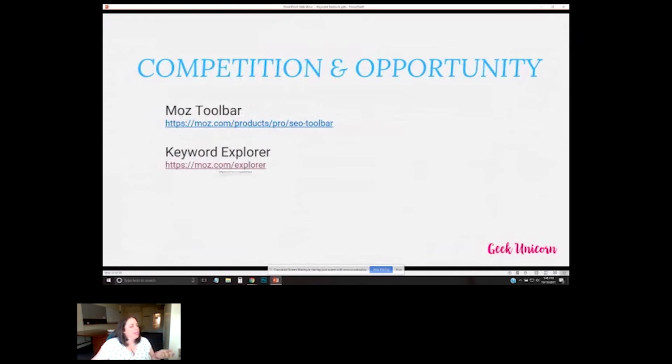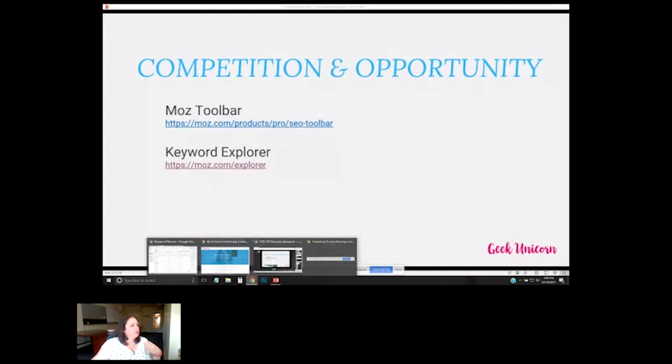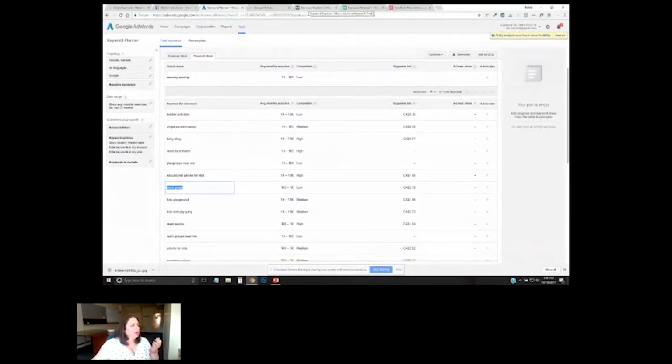So I'm going to do two things. One is you're going to want to get the Moz Toolbar. It's free from moz.com. And again, I'm going to send you this link afterwards, but even if you type into Google Moz Toolbar, it is an SEO toolbar. And I'll show you how it works here. We'll just go into a search.